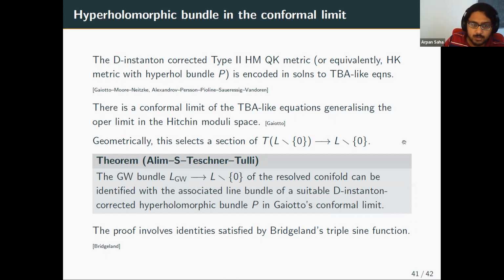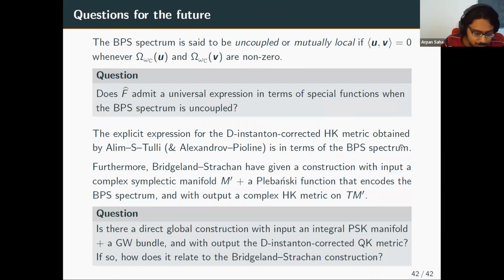Okay, so that is basically all the results I wanted to discuss for today, and I want to leave with a few questions. So the first question is, can this story be generalized to uncoupled BPS spectra in general? The resolved conifold was this example where no wall crossing takes place. So can we say something in general for all such examples in which there is no wall crossing? So that's the first question over here.